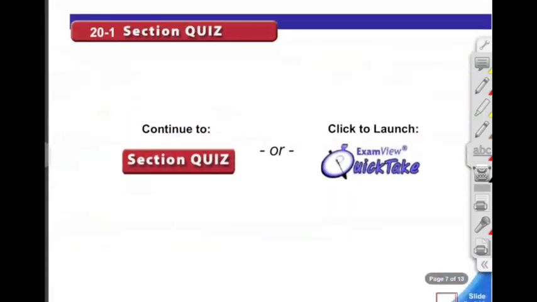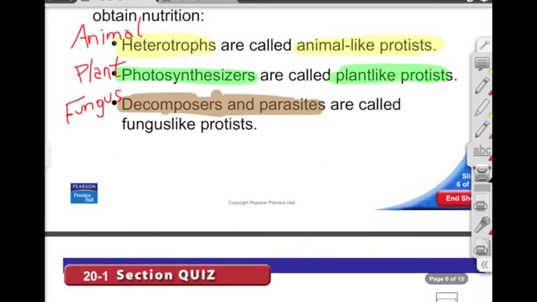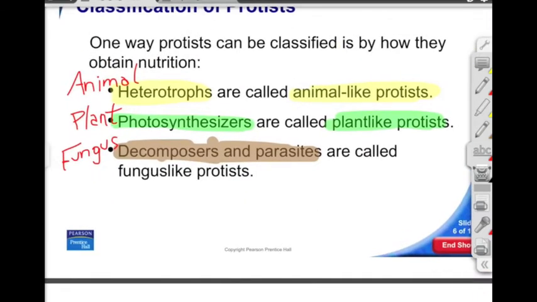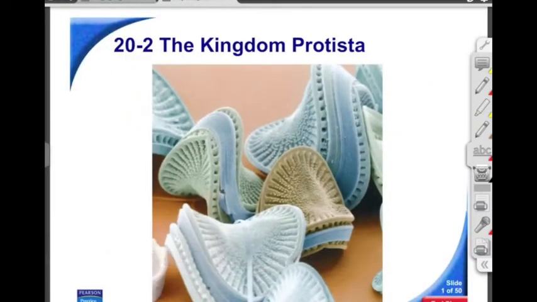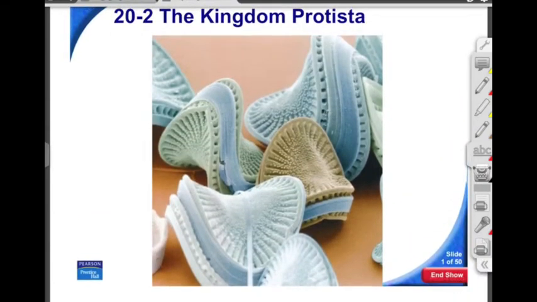All right, that takes us to the end of section 20-1, but this topic just leads into the next one. I'm going to go from here straight into 20-2, because we've said there's animal-like, plant-like, and fungus-like protists, so let's begin with the animal-like group. Again, we have our introductory slide. I'll give you a second to pull out your notes pack for 20-2.